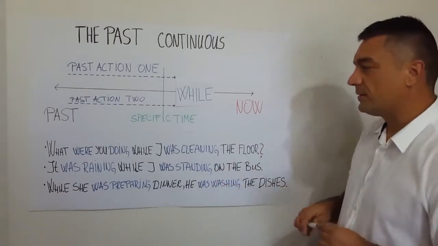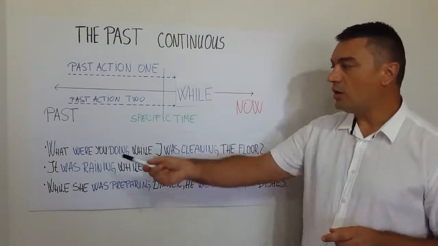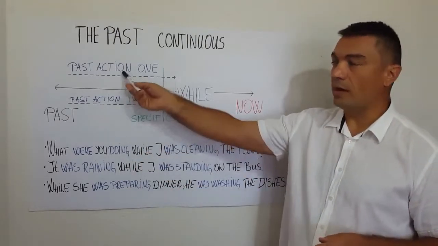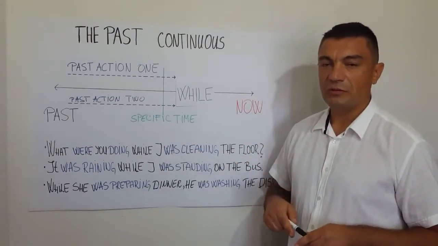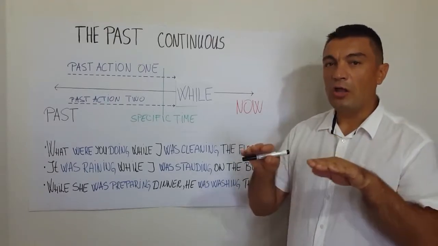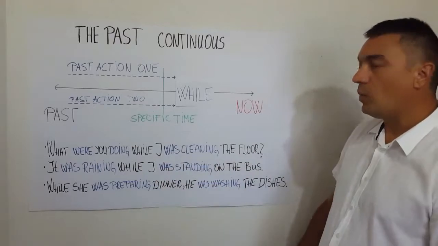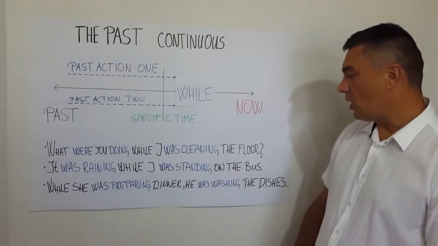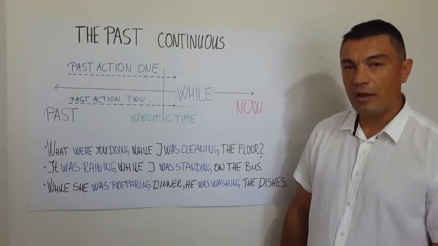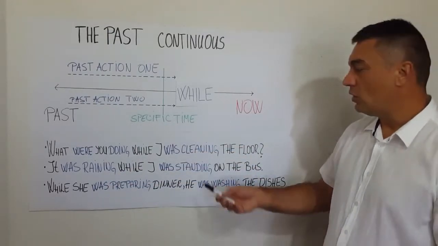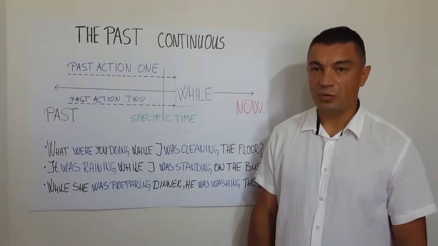Let's see the examples. What were you doing while I was cleaning the floor? Were you doing? Past action 1. Was cleaning? Past action 2. They were going at the same time in the past. It was raining while I was standing on the bus. Was raining? Past action 1. That was in progress. Was standing on the bus? Past action 2. Also was in progress in the past.